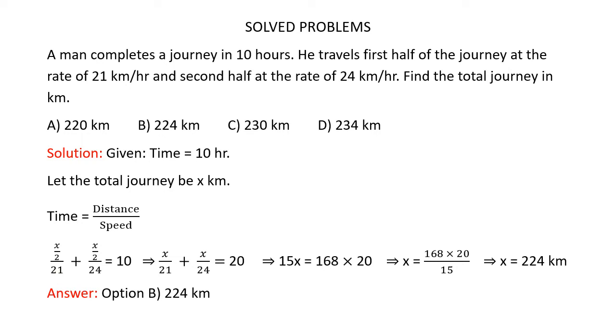Now second half is covered at the rate of 24 kilometers per hour. So distance is x by 2 and speed is 24 kilometers per hour. So time taken for the second half is x by 2 divided by 24. Now it's given that the total time taken is 10 hours. So x by 2 divided by 21 plus x by 2 divided by 24 is equal to 10. On solving this, we get x is equal to 224 kilometers. So the total journey is 224 kilometers. The correct answer is option B, 224 kilometers.